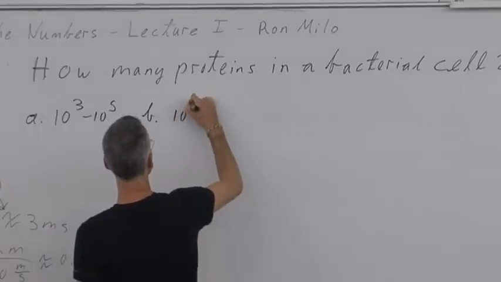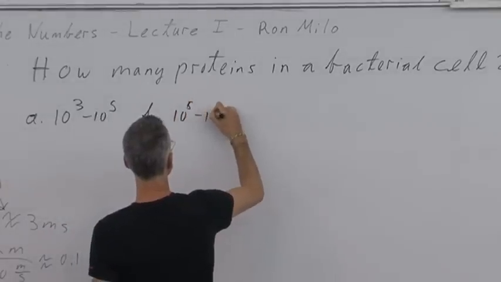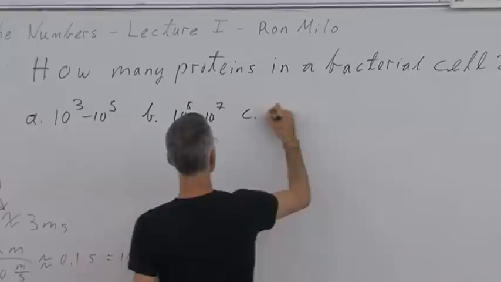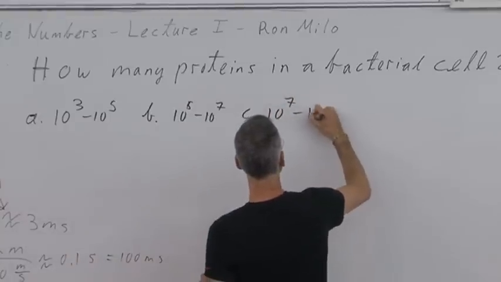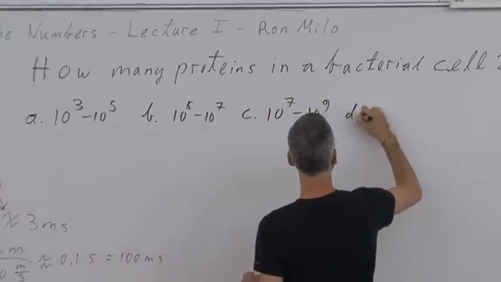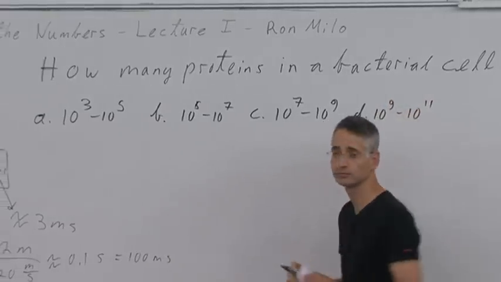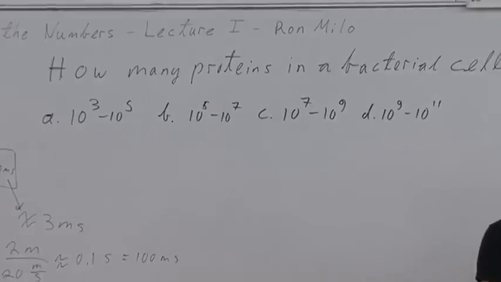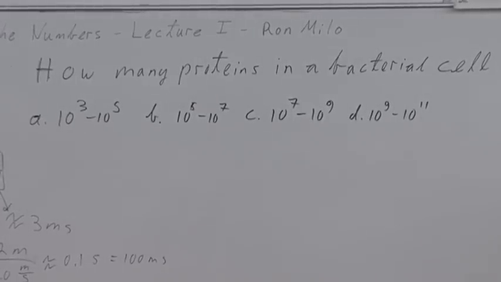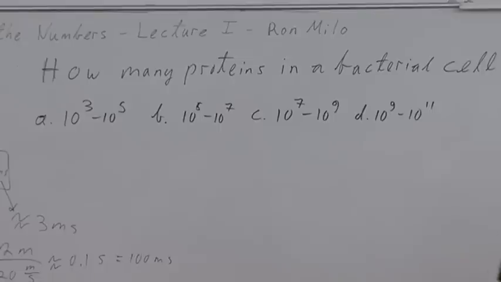B, is it 10 to the 5 to 10 to the 7? C would be 10 to the 7, 10 to the 9. Or D would be 10 to the 9 to 10 to the 11. Is the question clear? How many types or how many molecules?